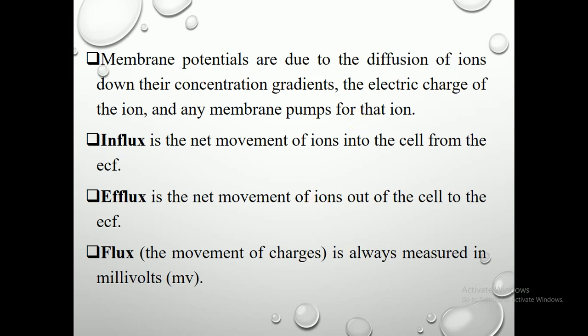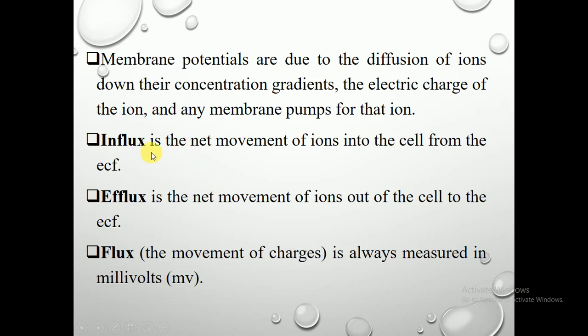Why are the membrane potentials generated? The membrane potential is generated due to diffusion, due to movement of ions down their concentration gradients. The electrical charge in any membrane comes from the ions.